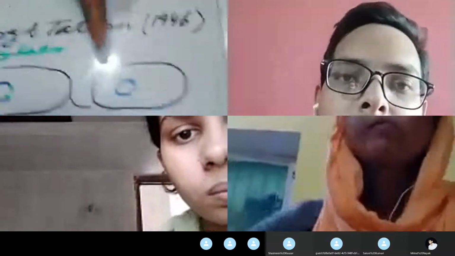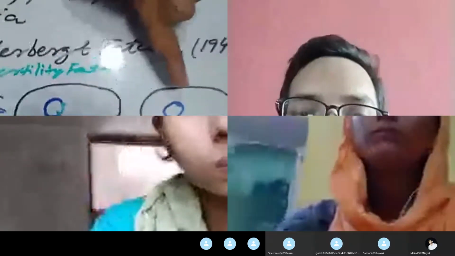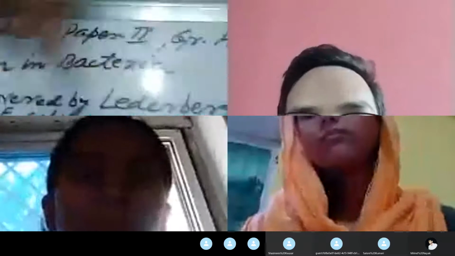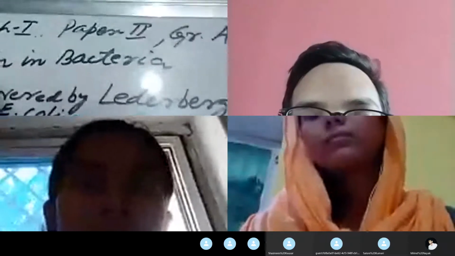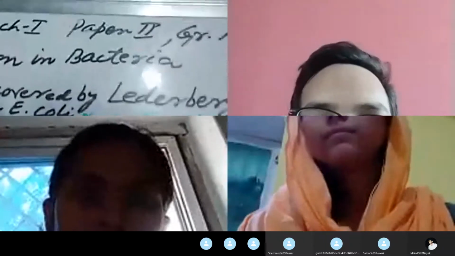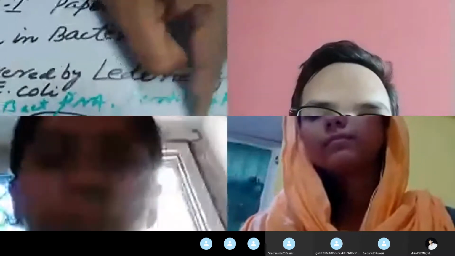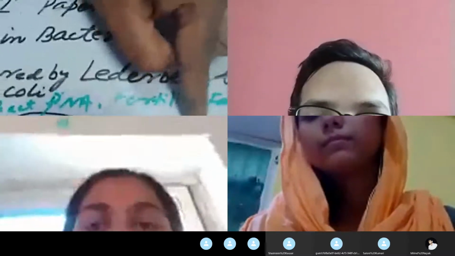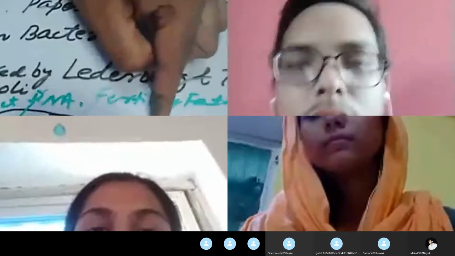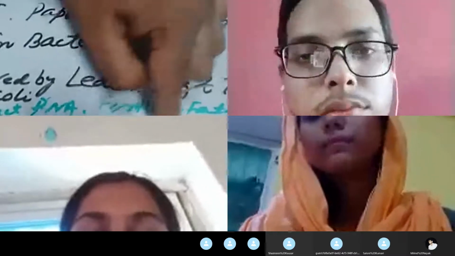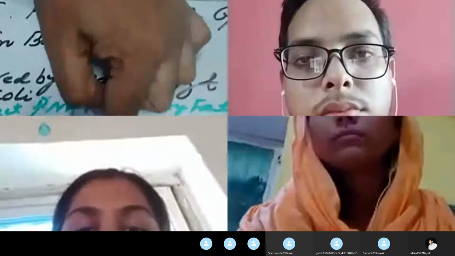And in the case of F minus strain, there is complete absence of this fertility factor. This is the F minus strain, and it acts as the recipient cell, and F plus acts as the donor cell. There is another type which is known as HFR. HFR stands for high frequency of recombination. In this case, the sex plasmid, the fertility factor, gets integrated into the bacterial chromosome, and this structure shows the fertility factor in the bacterial chromosome. Such a type of strain is known as HFR strain.